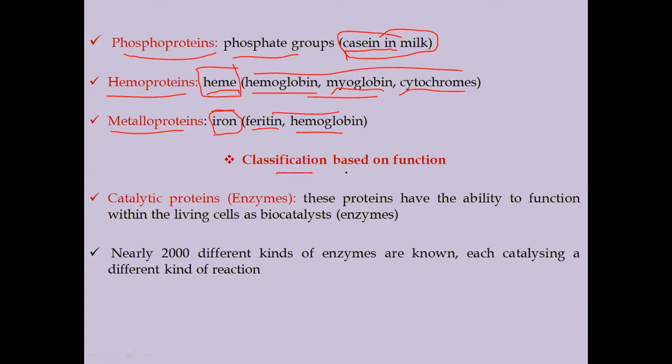Next is the classification based on functions. Proteins are classified based on their function into catalytic proteins. They are also known as enzymes. These proteins have the ability to function within the living system as biocatalysts, also known as enzymes. Nearly 2,000 different kinds of enzymes are known, each catalyzing a different kind of reaction. So this is a very important type of protein.